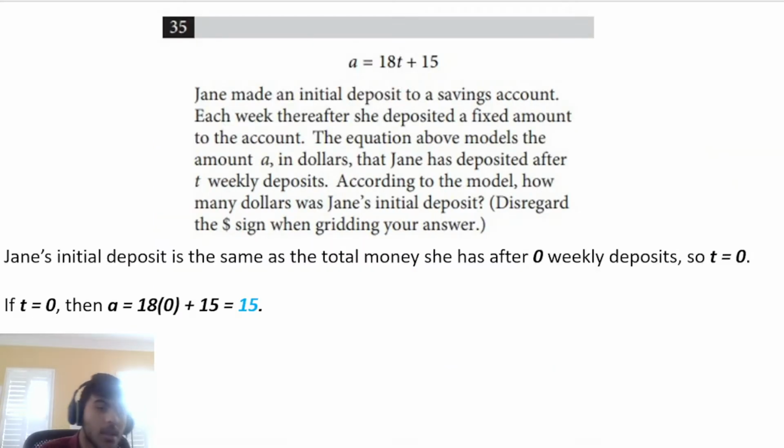Well, Jane's initial deposit is the same as the total money she has after 0 weekly deposits, right? At the beginning, before she's deposited anything per week, she just has that initial amount, the initial deposit. So we can set T equal to 0 and solve. If T equals 0, then A equals 0 plus 15, or $15. So the initial deposit was $15.